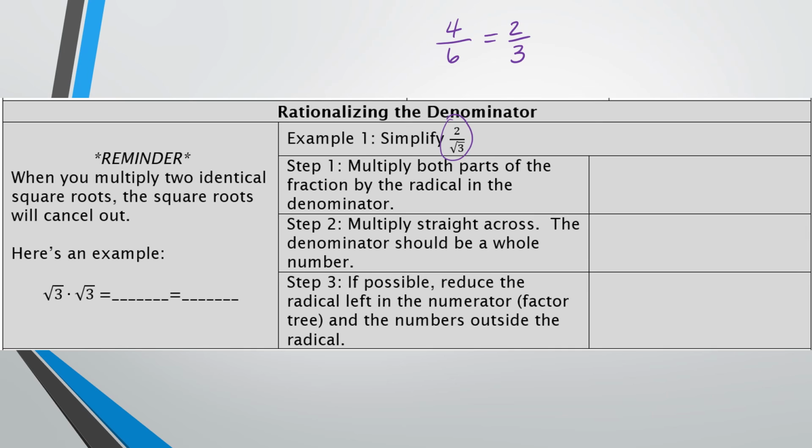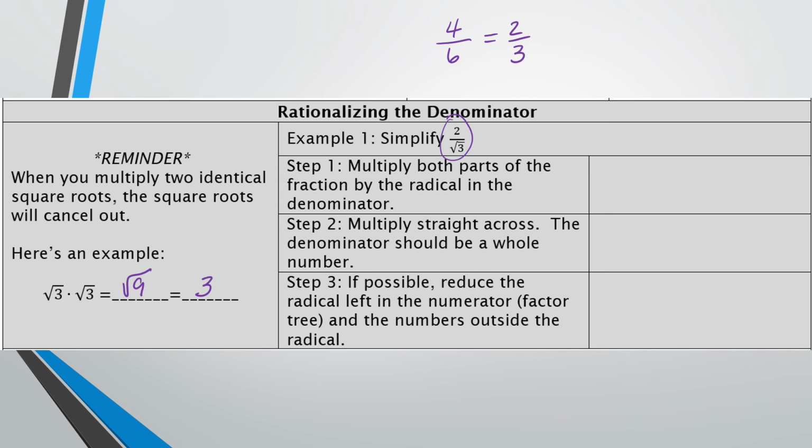So before we do that, I want to remind you that when you multiply two identical square roots, the square root cancels out. So for example, if you multiply the square root of 3 times the square root of 3, that's the same as the square root of 9, but the square root of 9 is just plain 3. So anytime you have two radicals that are identical, the radical goes away. And we're going to use that in order to get our denominator cleared of any radicals.